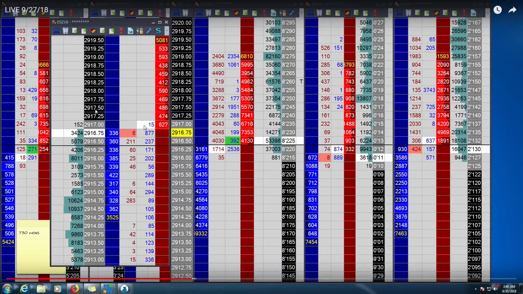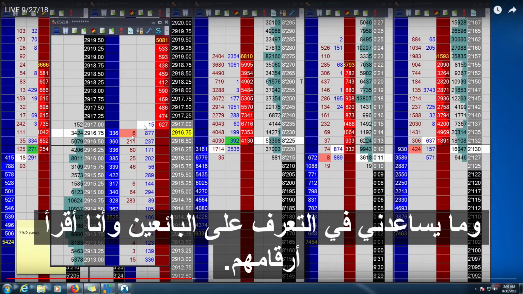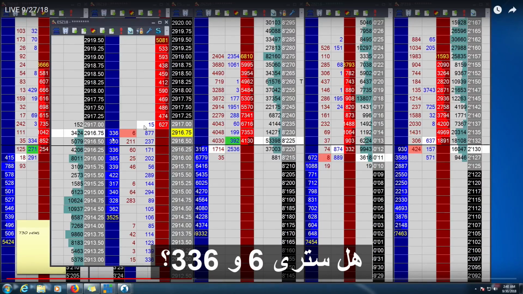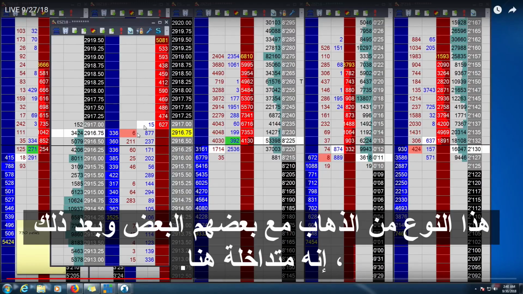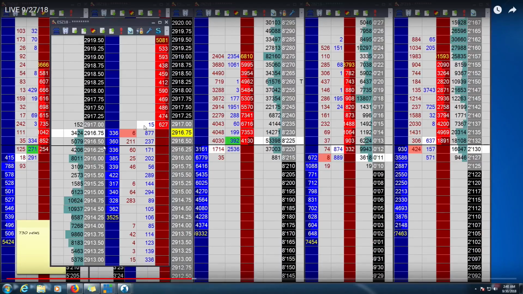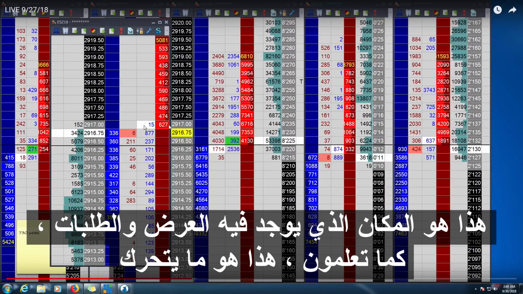Now, sellers have to sell to the people on the bid at this price. So 336, and what helps me identify the sellers is their numbers are red. So where you see the 6 and the 336, they kind of go with each other, and then it's staggered right here. The market's going to be staggered like that. That's just how it is. That's where the market is trading. This is where the bid and the asks are.